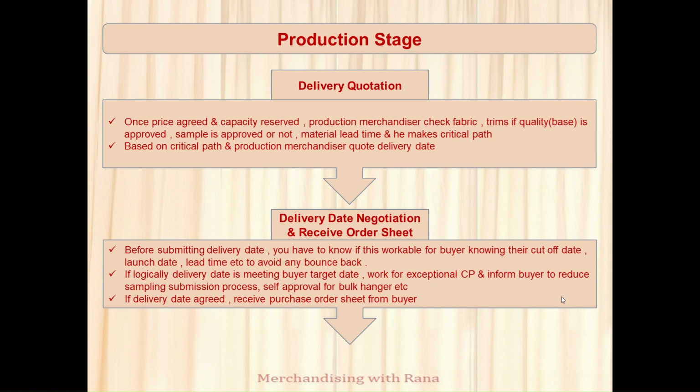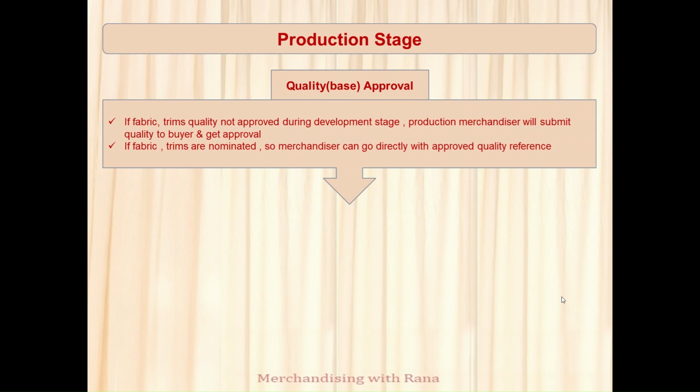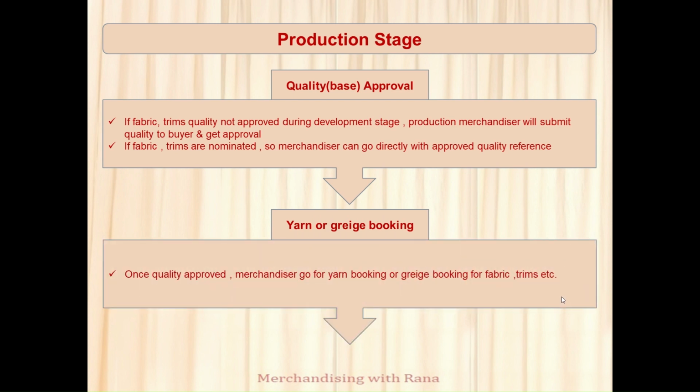Okay, my delivery date is agreed, and then I will receive the purchase order sheet from the buyer. Quality or base approval. It is optional. If my development merchandiser can get this quality approved before receiving the order, then I don't need to work on this. But if it doesn't happen, then I have to work for base or quality approval. Then, if my quality base is approved, now I can go for yarn or greige booking.